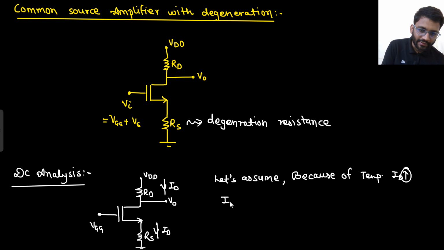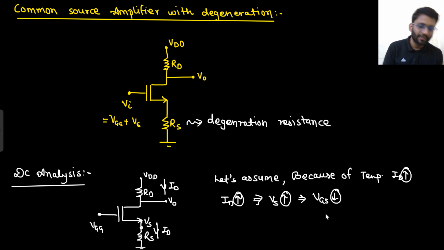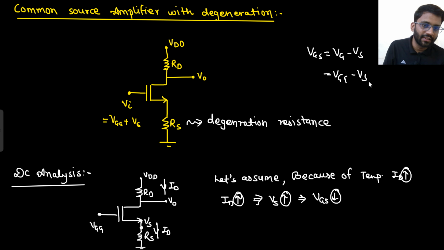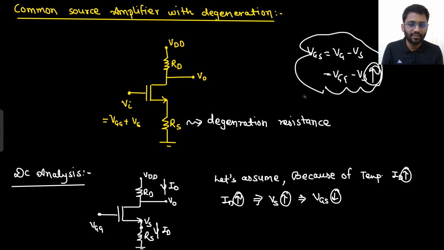So what will happen if ID increases? If ID increases, then this potential across RS, which we can call Vs, will also increase. If Vs increases, then what will happen? Vgs will decrease. Because what is Vgs? Vgs is Vg minus Vs. Vg is VGG, that is fixed. And Vs is increasing, so this potential will decrease.